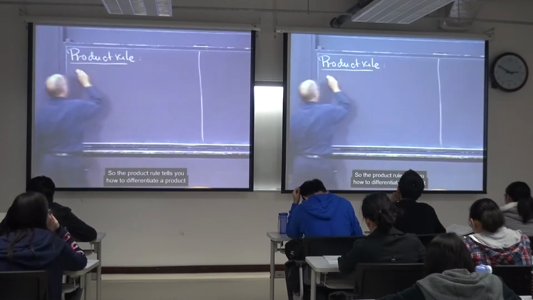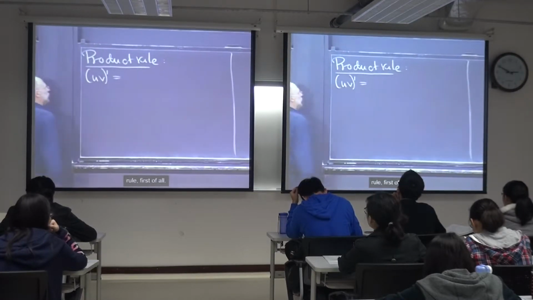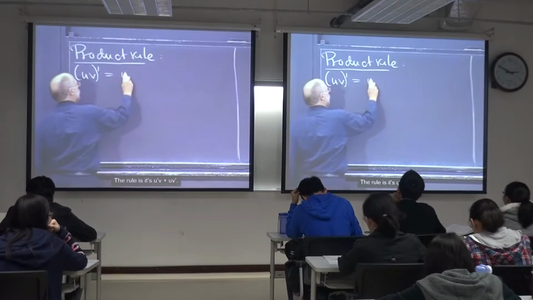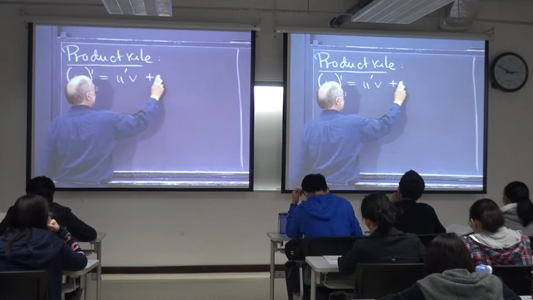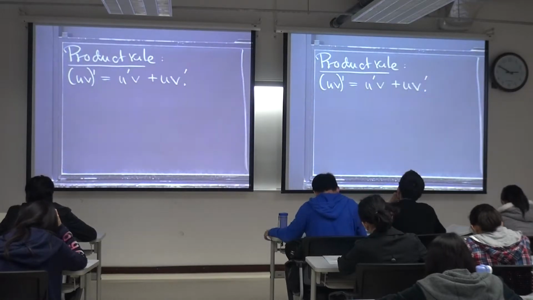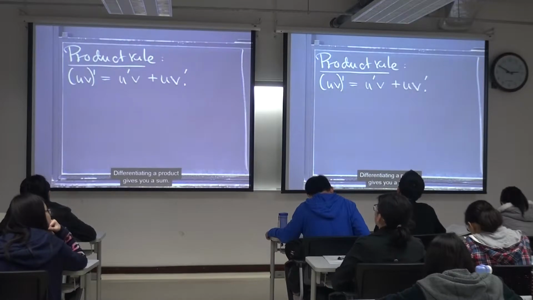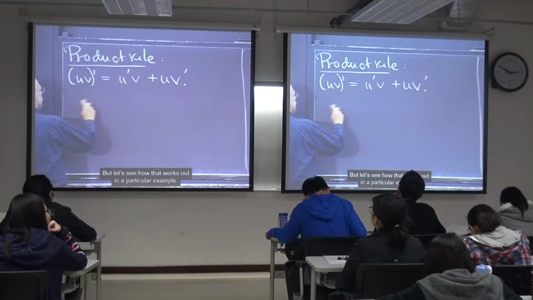So the product rule tells you how to differentiate a product of functions, and I'll just give you the rule first of all. The rule is it's u prime v plus u v prime. A little bit funny, differentiating a product gives you a sum. But let's see how that works out in a particular example.